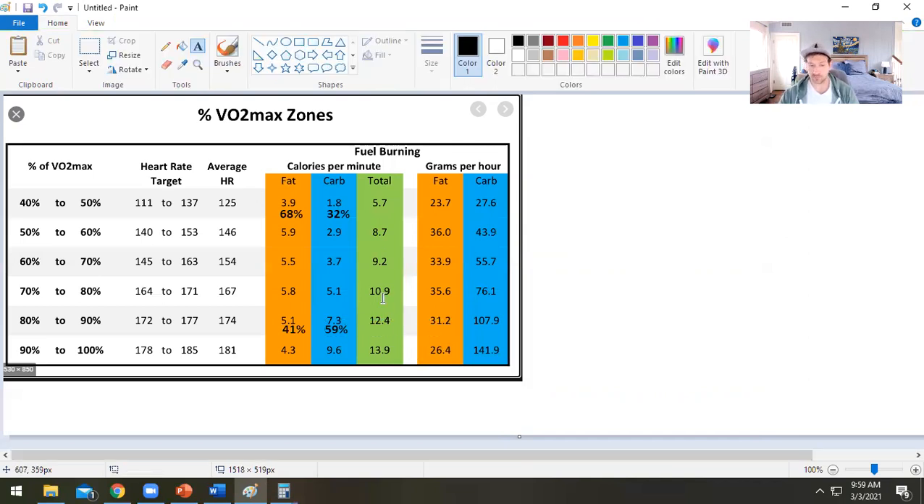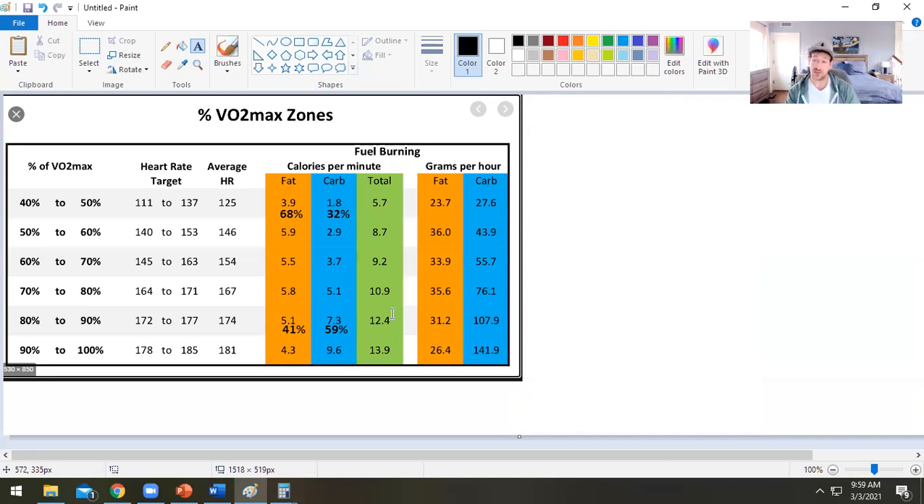So now we're going to see that they're burning 12.4 calories per minute. So before they were burning 5.7 calories, now they're burning 12.4, right? So that means that the fat calories are much higher here, even though they're at a lower percentage. And this is why the fat burning zone doesn't work the way people think it does.